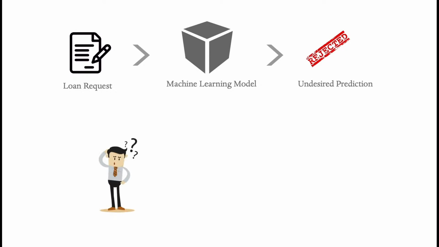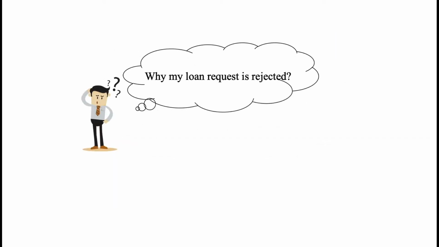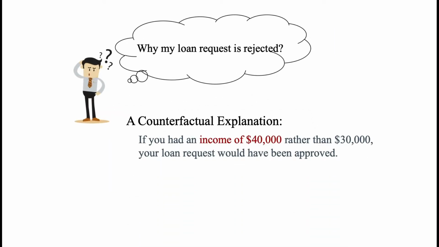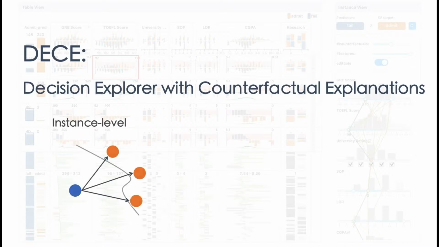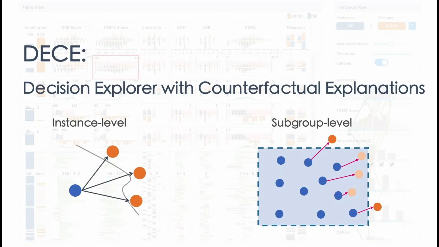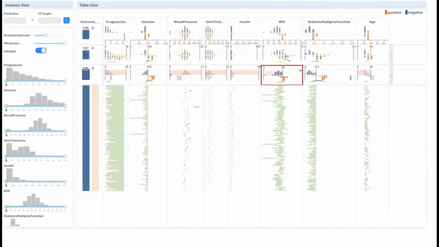Predictions made by machine learning models can be hard to understand. Counterfactual explanations explain model predictions by telling the users how to obtain the desired prediction with minimal changes to the input. We introduce DIS, an interactive visualization system that supports counterfactual-based explorations on individual instances and data subgroups. Please check our paper for more details.